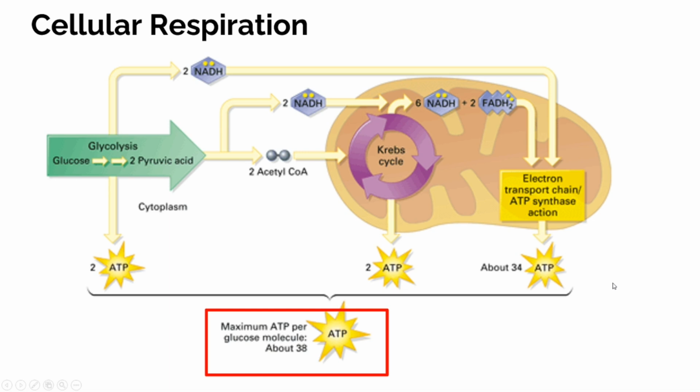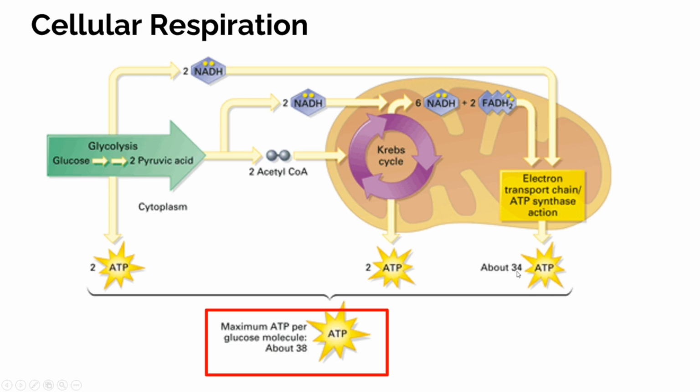And now we're going to jump into the very last step of cellular respiration, and that's going to be the electron transport chain. Okay, this is also called ATP synthase action. So this is where we're going to see a lot of ATP synthesis. If you've looked at this picture, we only generated 2 ATP here in glycolysis, 2 ATP here from the Krebs cycle. So we've only made 4 ATP, which is not a lot. But the electron transport chain, we're about to make 34 ATP.